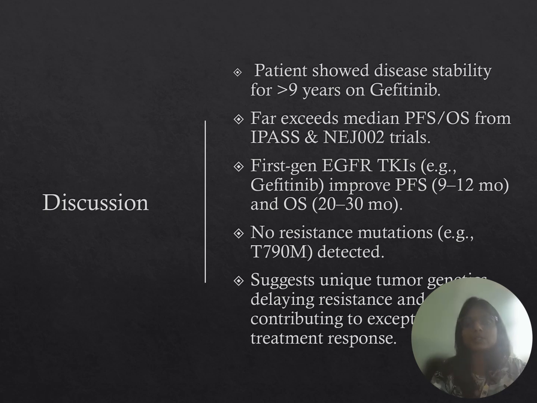Additionally, resistance mutations such as T790M or MET amplification often emerge after prolonged exposure to these drugs, but this patient did not show evidence of such resistance, indicating that her tumor possessed unique genetic features that delay or prevent resistance. So there must be some unique tumor genetics in these exceptional responders, which enables them to live well and live longer than expected.